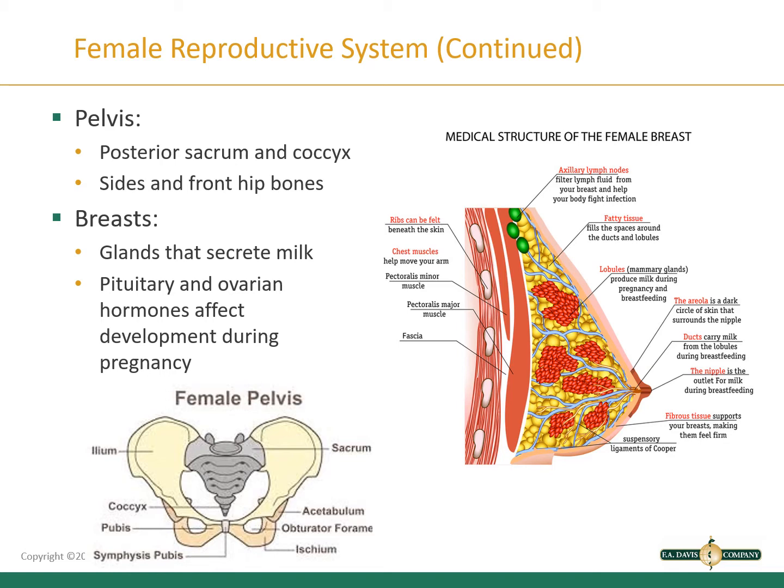The female pelvis is shorter, wider, and more circular than the male pelvis. So this allows the female pelvis to be the right shape for childbearing. The ischial spines are the narrowest diameter the fetus must pass through during childbirth.